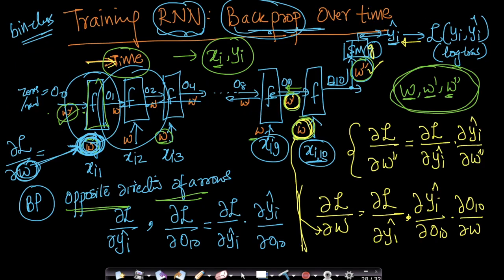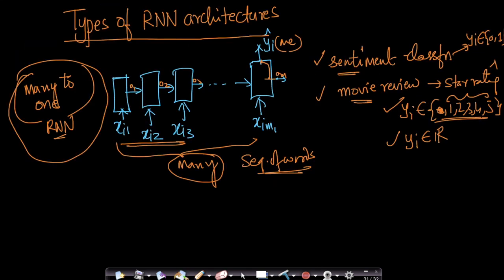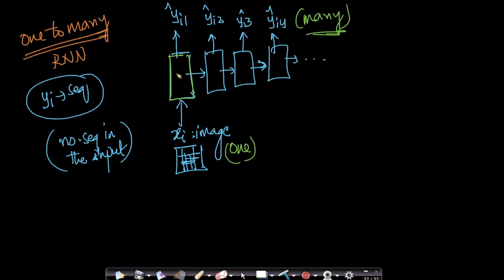Each of those boxes internally are simple structures like this. If it's a simple RNN, each of these boxes is a simple RNN, right? So this is one-to-many.